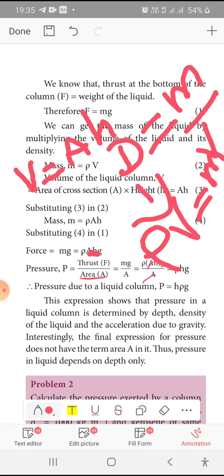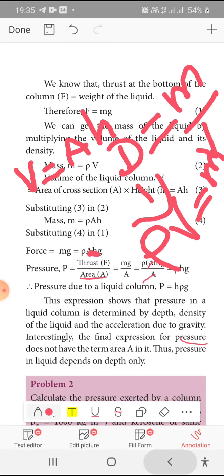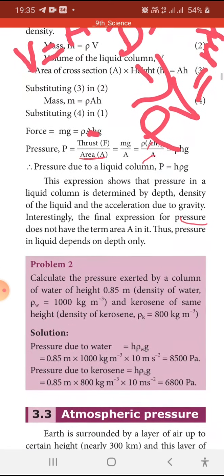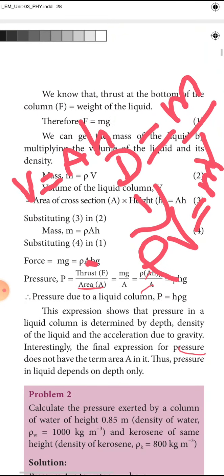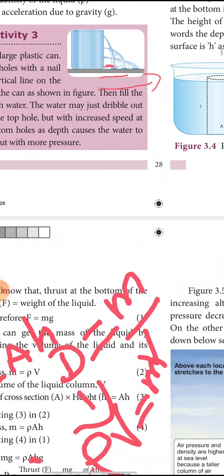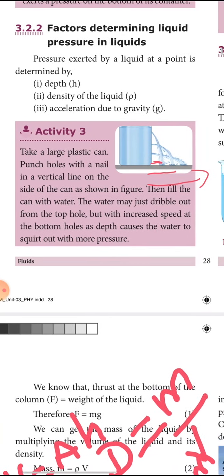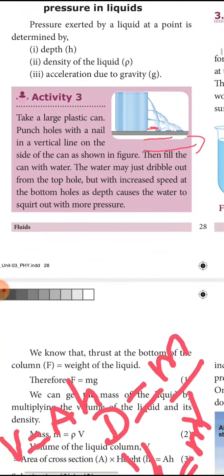This expression shows that pressure in a liquid column is determined by depth, that is your height, density, that is your rho, and gravity G. Interestingly, the final expression for pressure does not have the term area A. Thus, pressure in a liquid depends upon depth only. Are you able to understand the derivation? The pressure exerted by a liquid is determined by the depth, density and acceleration due to gravity.